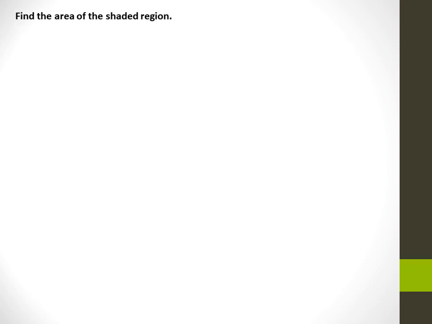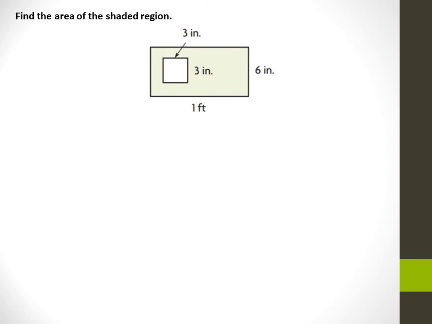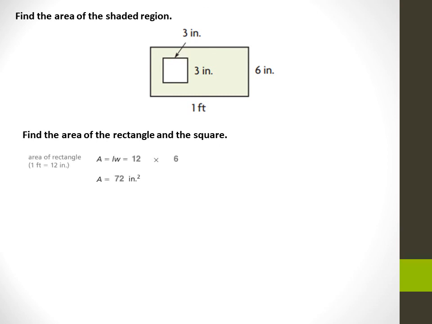Find the area of the shaded region. To find the area of the shaded region, you must find the area of the square and subtract it from the area of the rectangle. The area of the rectangle is equal to length times width. But the length is equal to 1 foot. The width is equal to 6 inches.